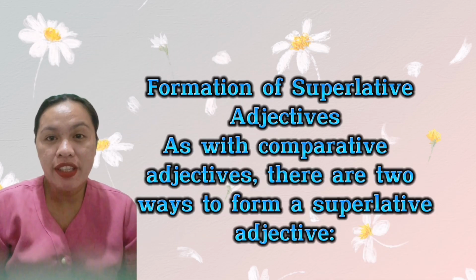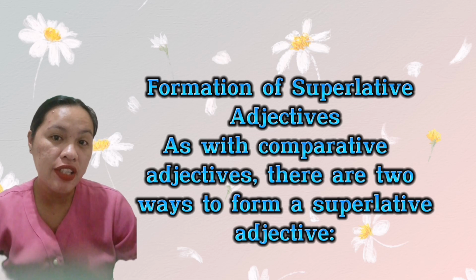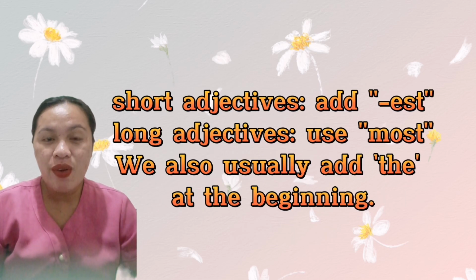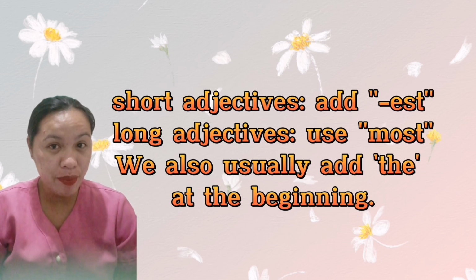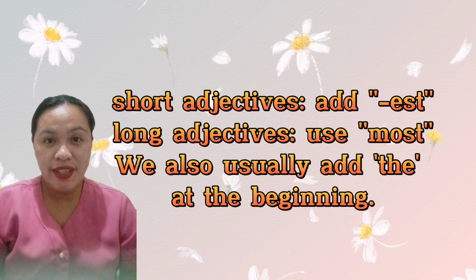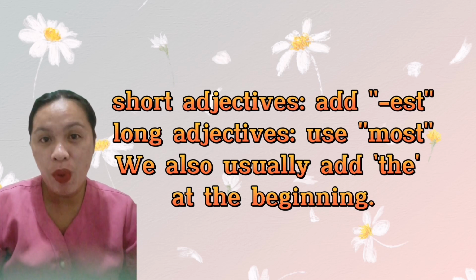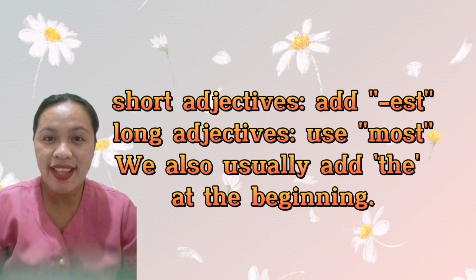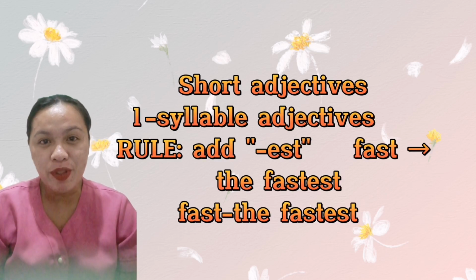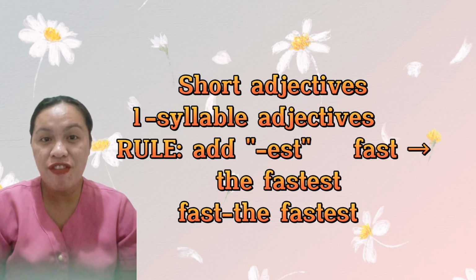Here's the formation of superlative adjectives. As with comparative adjectives, there are two ways to form a superlative adjective. Now, for short adjectives that have one syllable, we can add est. And for long adjectives, we use most. We also usually add the at the beginning. Now let's take a look at these short adjectives, the one-syllable adjectives. This is the rule. Add est. For example, fast. Now it will become the fastest.